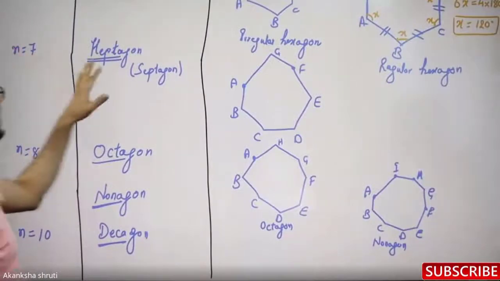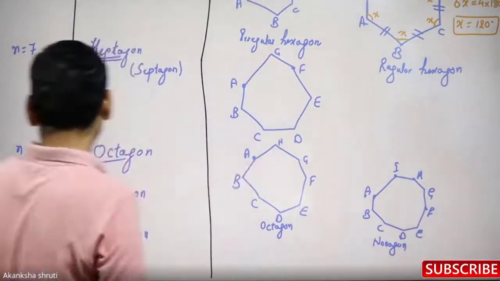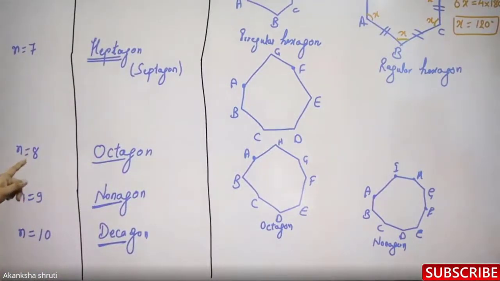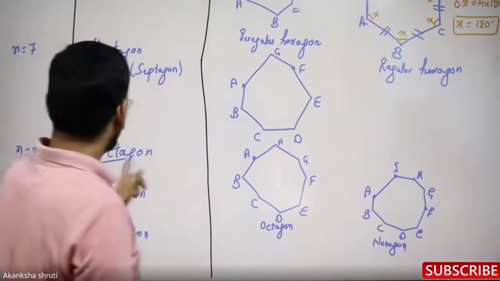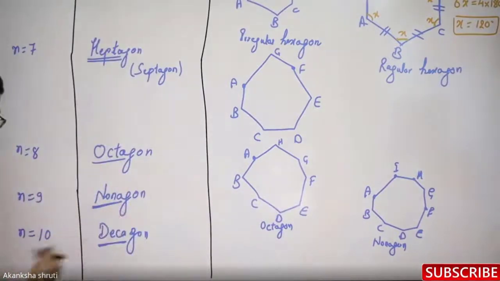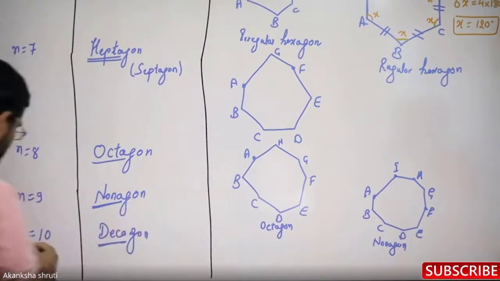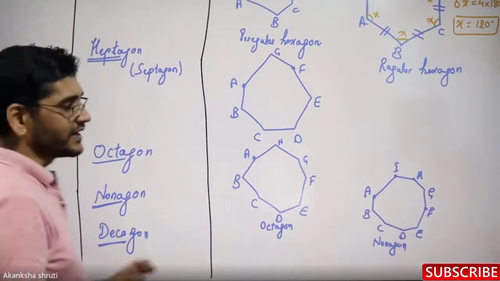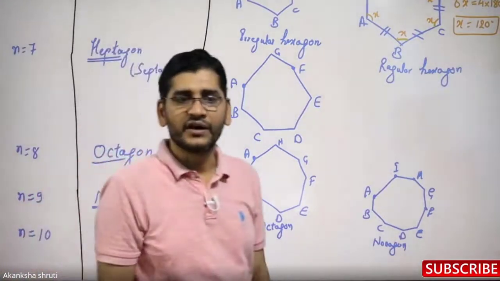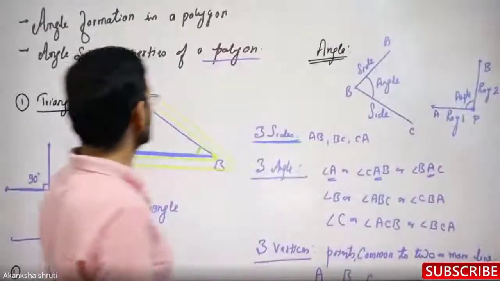It may have 7 sides, then it is called a heptagon or septagon, meaning 7. Same thing. And if the number of sides is 8, it is called an octagon. If all the sides are equal, then it is called a regular octagon. If the number of sides is 9, it is called a nonagon. If the number of sides is 10, it is called a decagon. It may be a regular decagon or maybe different. So this was the consideration.